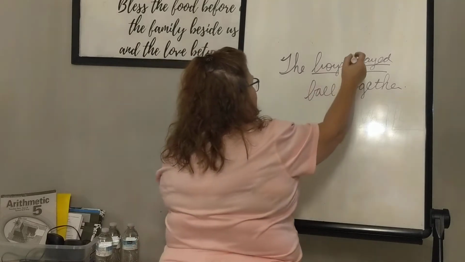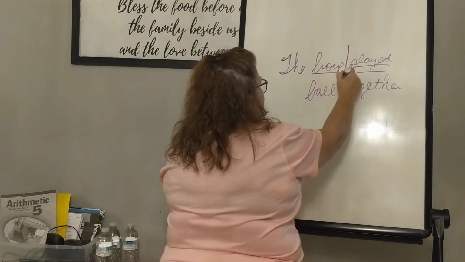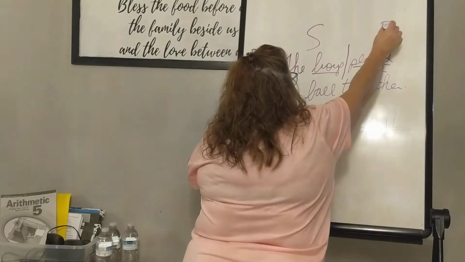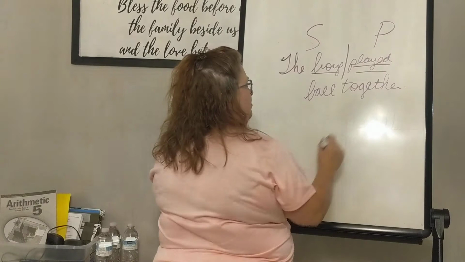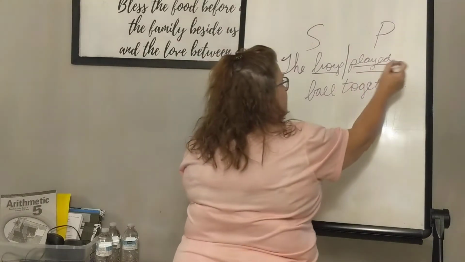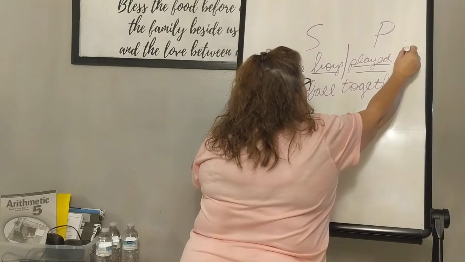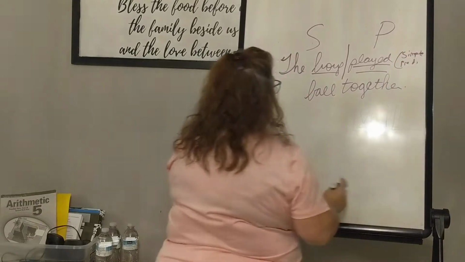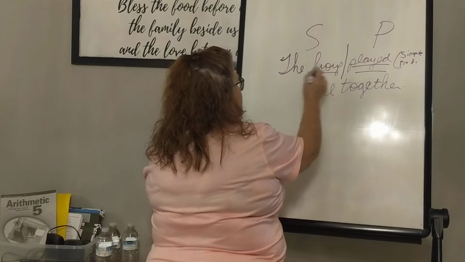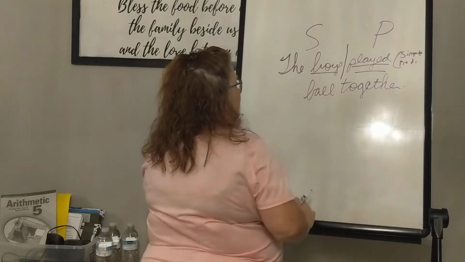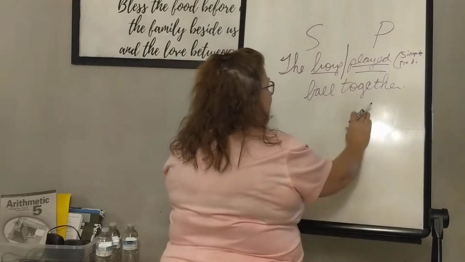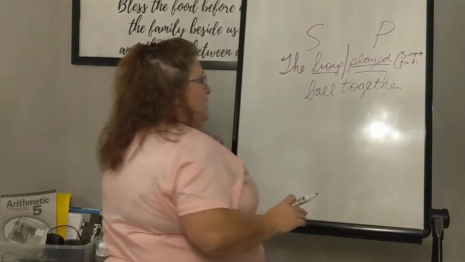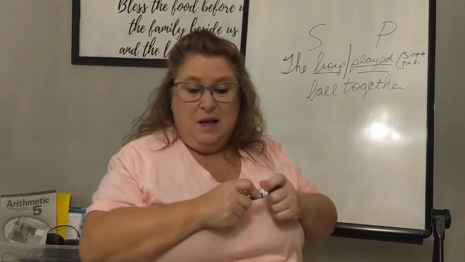So boys played. We will put our vertical line to divide our subject part of the sentence from the predicate. Played ball together is the predicate part of our sentence. Our simple predicate is just played. It's the actual verb. Our actual subject is boys. The boys is the subject part of the sentence. Played ball together is the predicate part of the sentence. The verb is found in the predicate part of the sentence, which is played.